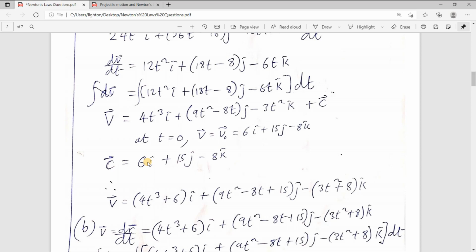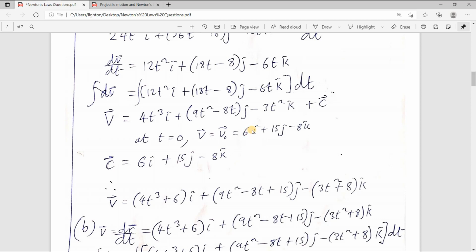Okay, so since we have our c, we can now take it back in our original expression for v. Taking this c and replacing it in this part, we're going to have this expression for velocity. Now you get this expression after rearranging and taking the like terms in i.